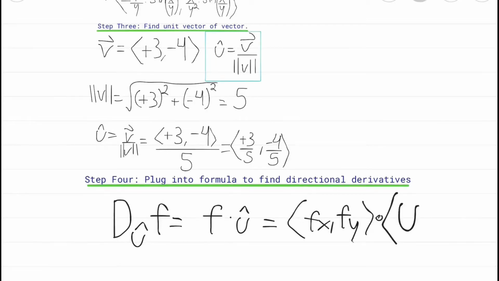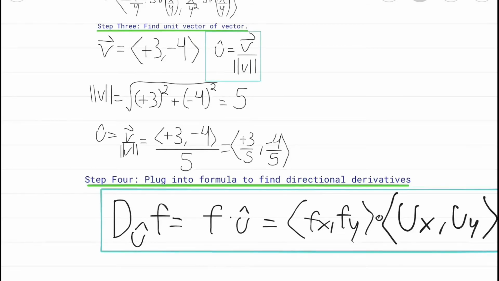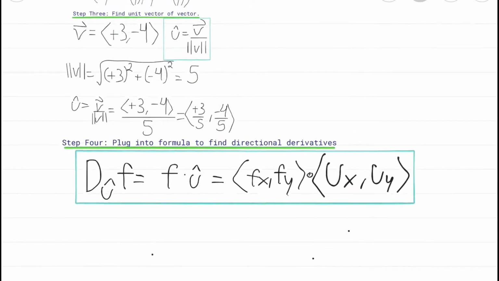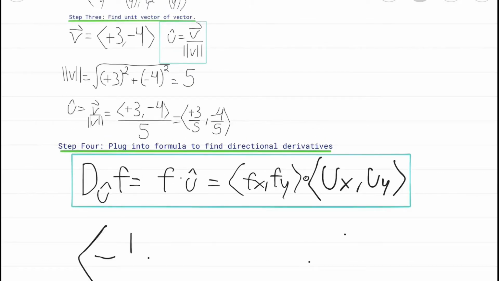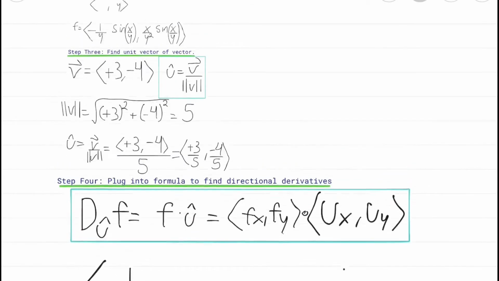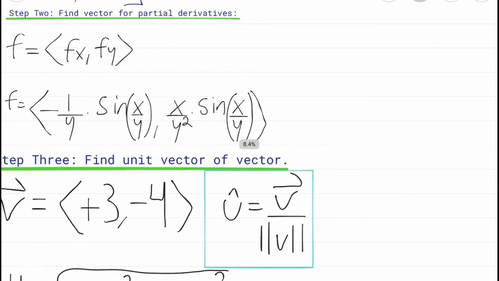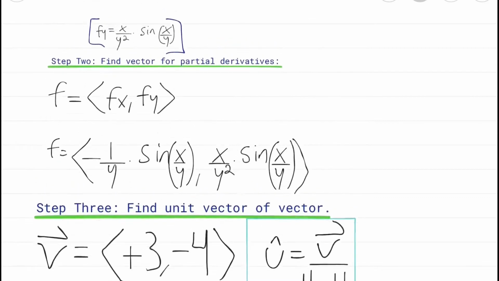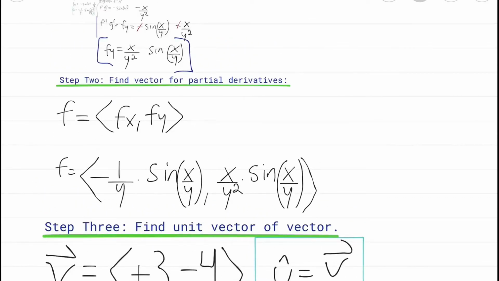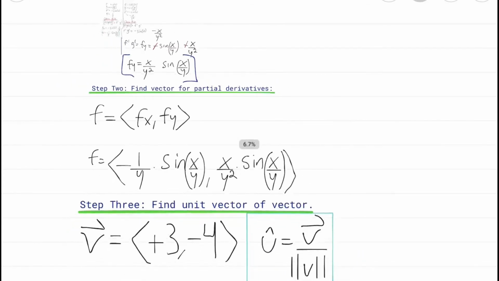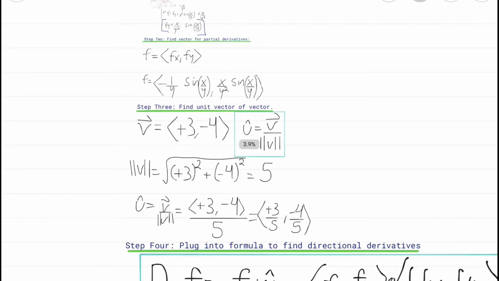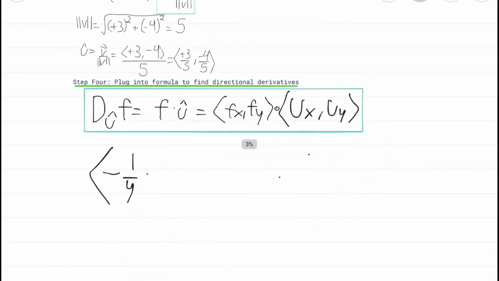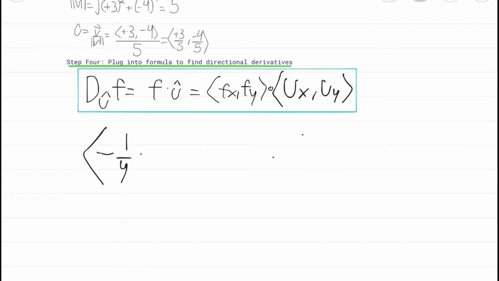So we know it's f_x, partial y, dotted with the x component of the unit vector and the y component of the unit vector. This is the formula that we use right here. So now we know from step 2 that our vector for partial derivatives is this one right here: negative 1 over y times sine of xy for x, and then for y it's x divided by y squared times sine of xy. So that's our formula to get directional derivatives.